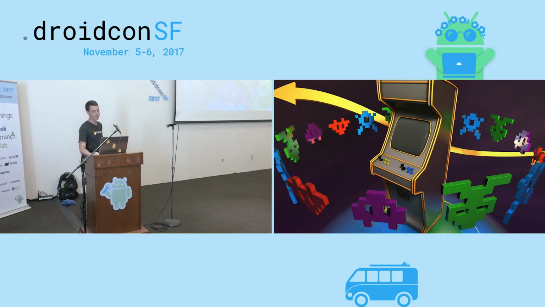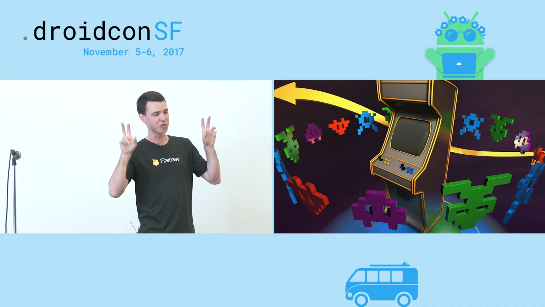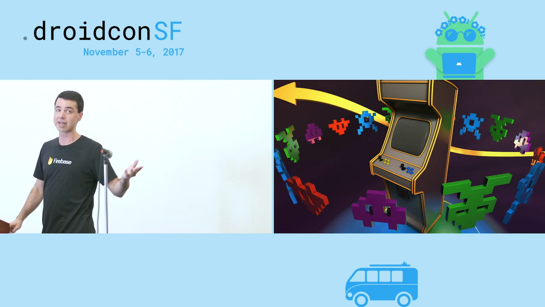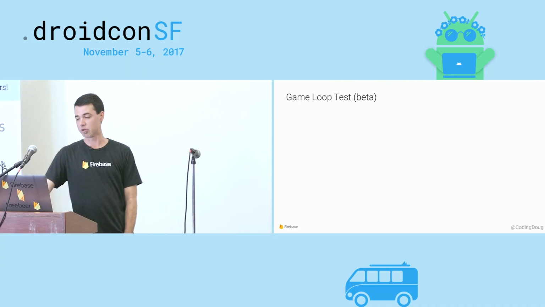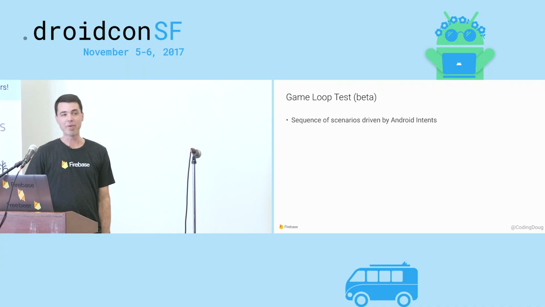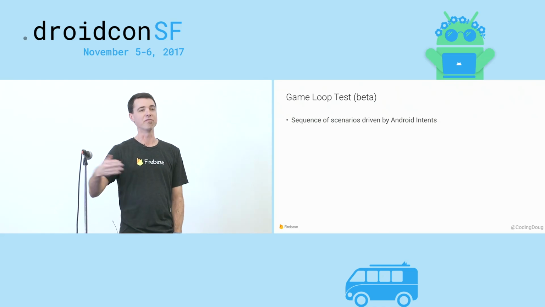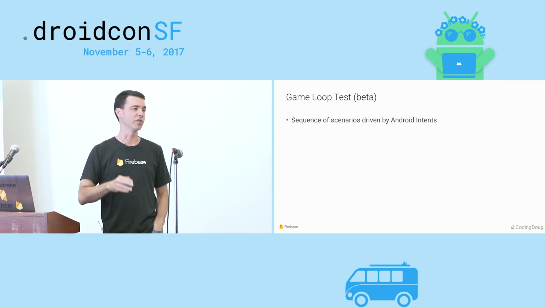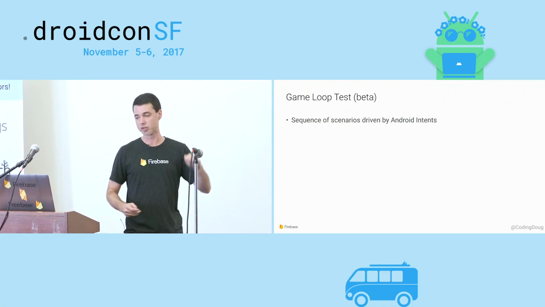But if you do want to test your game, think of arcade games. Arcade games play themselves, right? There's a demo mode. If you're a game developer, all you have to do is build this sort of demo mode, and then Test Lab can test it. There's something called the game loop test, which is currently in beta. Basically, you create a series of scenarios, and those scenarios will be invoked by intents. In your manifest, you say how many different scenarios you're advertising to the system. The system will systematically invoke them and run through them.